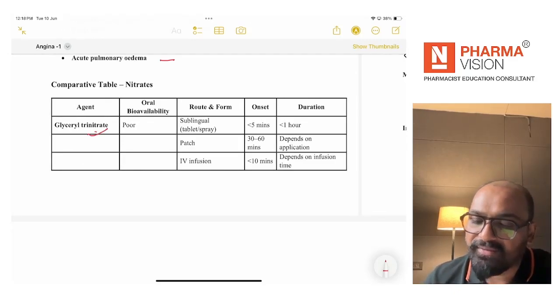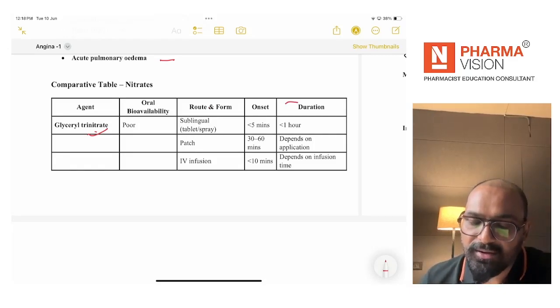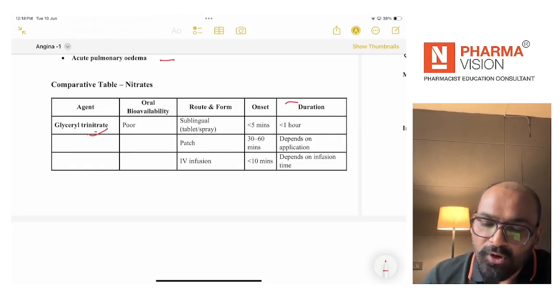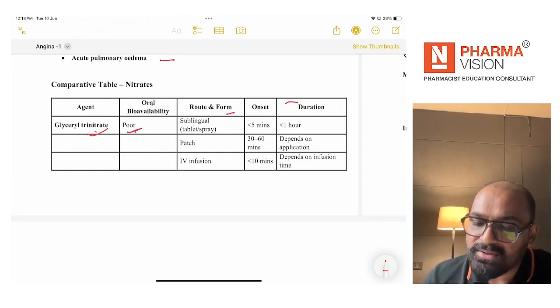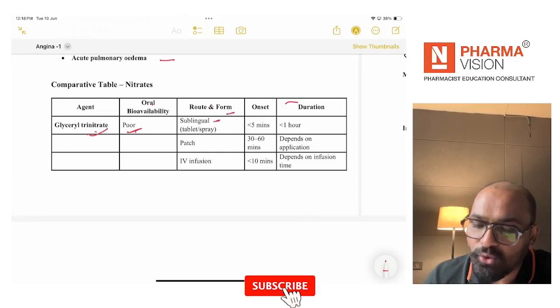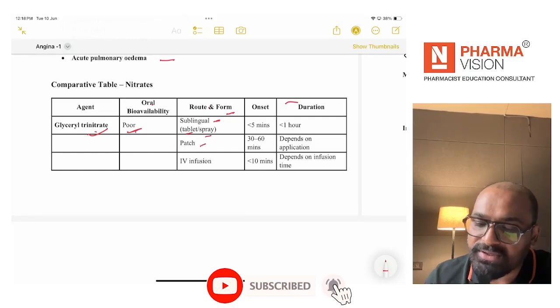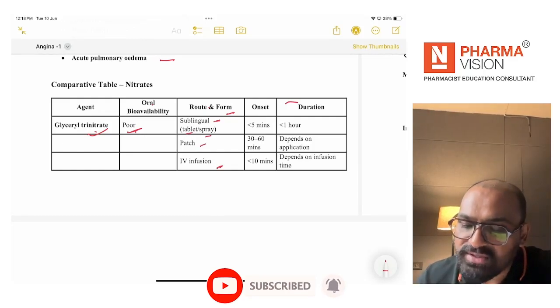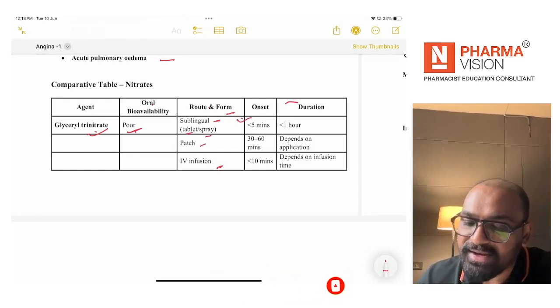We have 4 different points to compare the different kinds of nitrates. Oral bioavailability is very poor. Route and dosage forms: sublingual, which may be 2 tablets and spray, patches, and IV infusion. Onset: sublingual is less than 5 minutes.